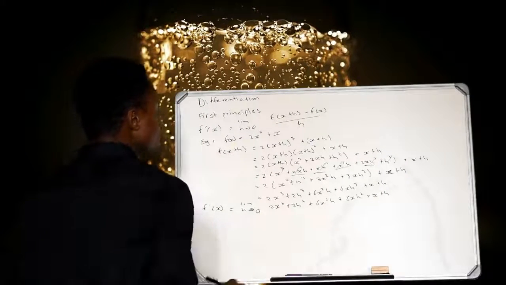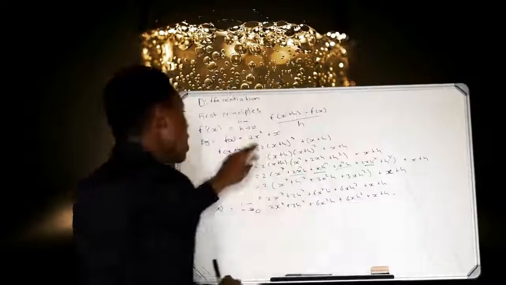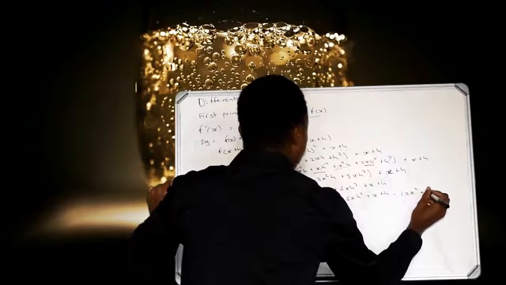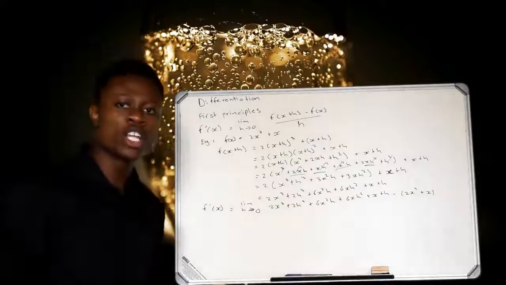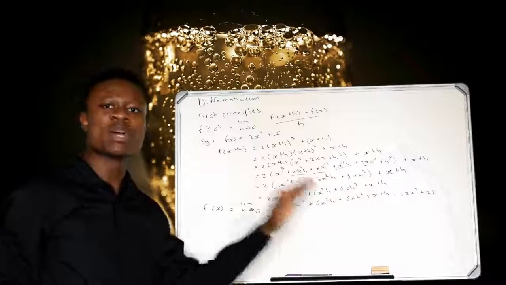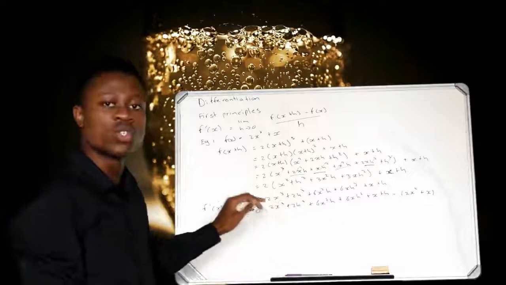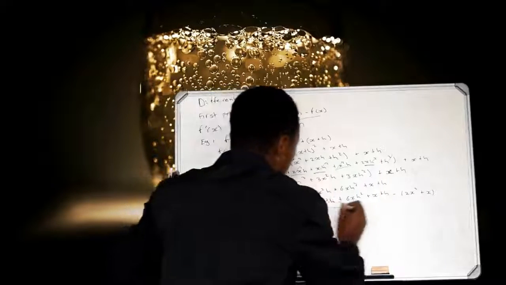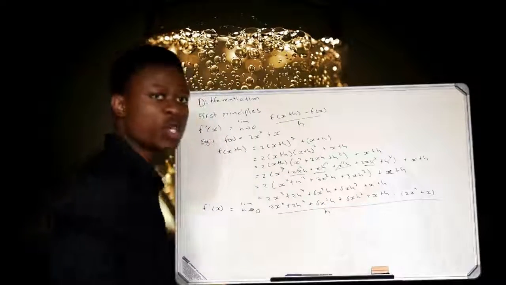What's the second part? It says minus f of x. So let me write it out. Minus, what is f of x? f of x is 2x cubed plus x. I'm putting it in a bracket because I don't want you to get confused or make a mistake. Make sure you put it in a bracket so that you do not forget to distribute the negative sign. So what's at the bottom? What's at the bottom is h. Right? So what do we do?